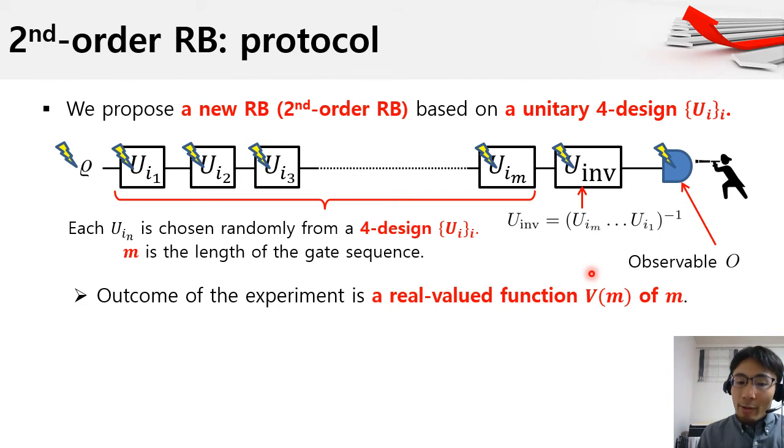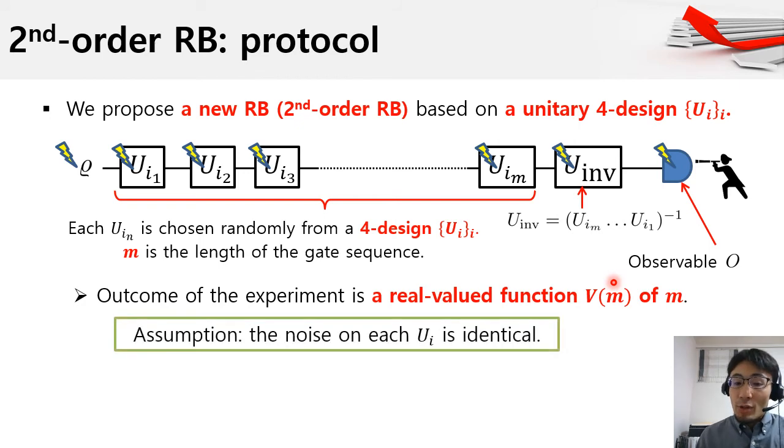But anyway, the outcome of the second order RB protocol is a real-valued function V of M. Please note that M is the length of the gate sequence. So we perform this protocol for different M's, for different lengths. And then, as an outcome of this experiment, we obtain the function V of M.